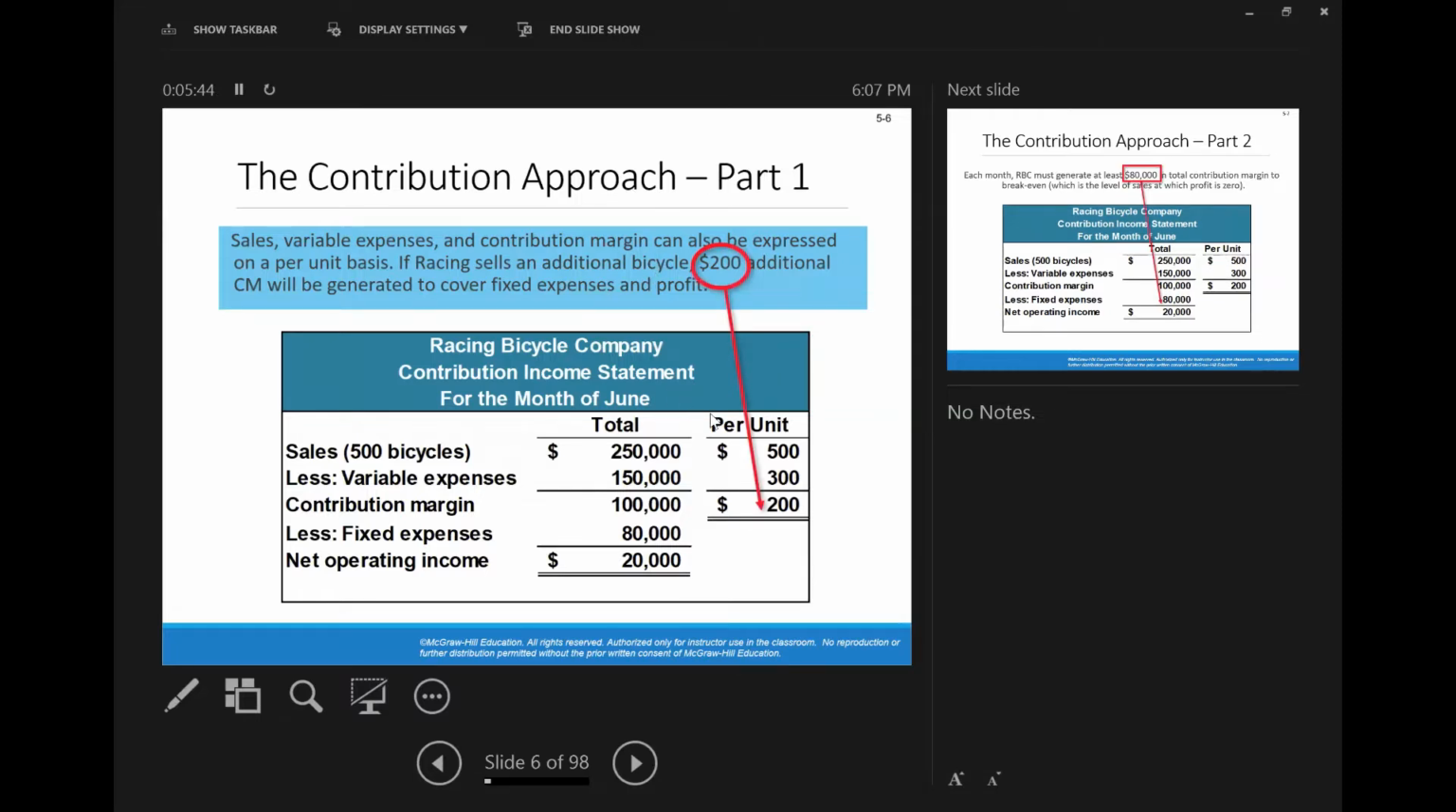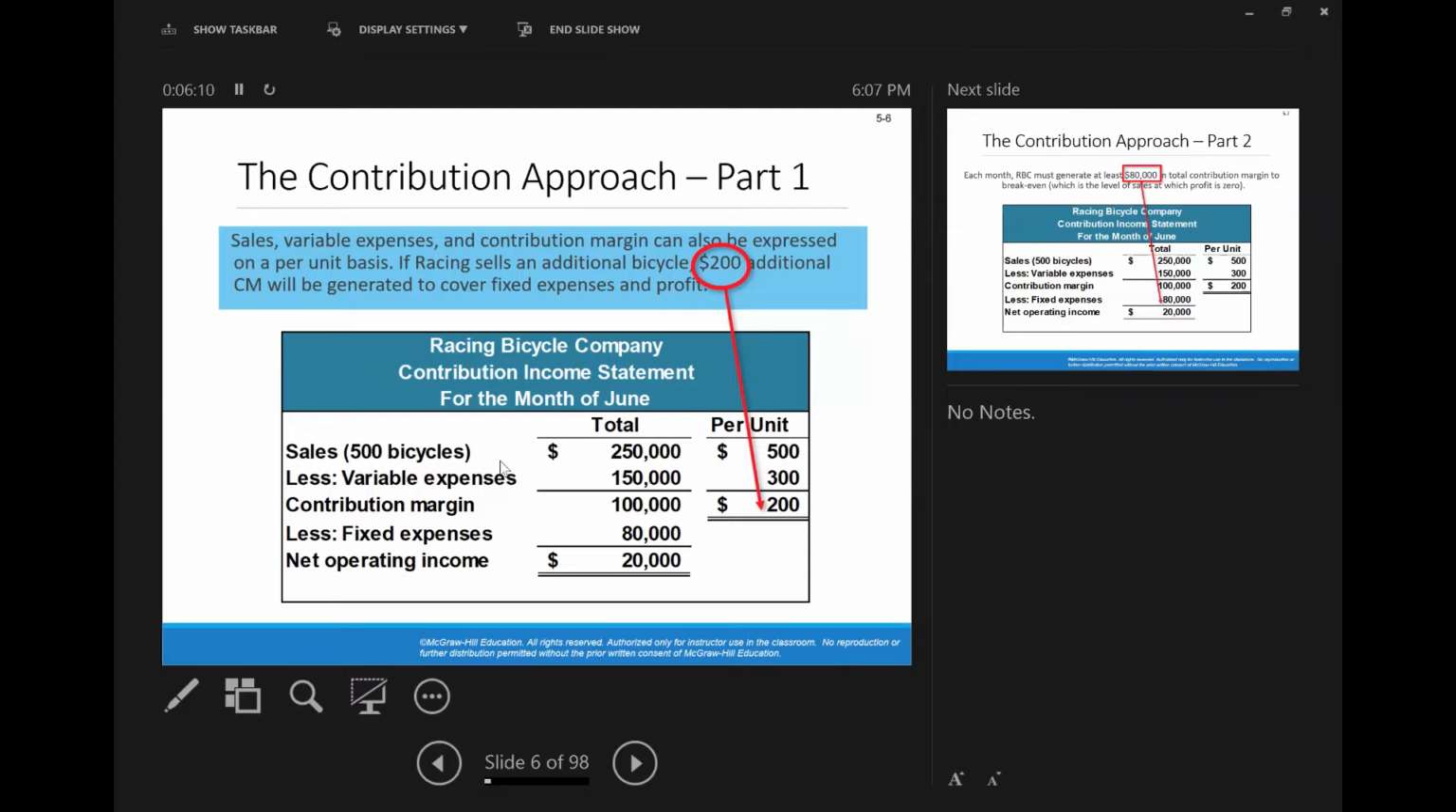Okay, so we can figure this out per unit because they told us what the total was and they gave us the quantity. We know that we have 500 bicycles and the total sales number is 250,000. So how do we figure that out? We just do 250,000 divided by the quantity and we get a per unit. So we have $500 per unit is what we're selling this bicycle for.